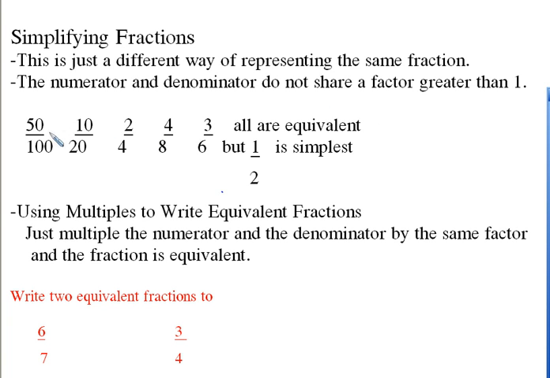And all these are the same fraction. They just have different numerators and denominators. So 50 over 100, that's a half, that's a half, that's a half. All those are half, but 1/2 is the simplest version of that. And just as an example to show you what I'm talking about, clearly that's 1/2.